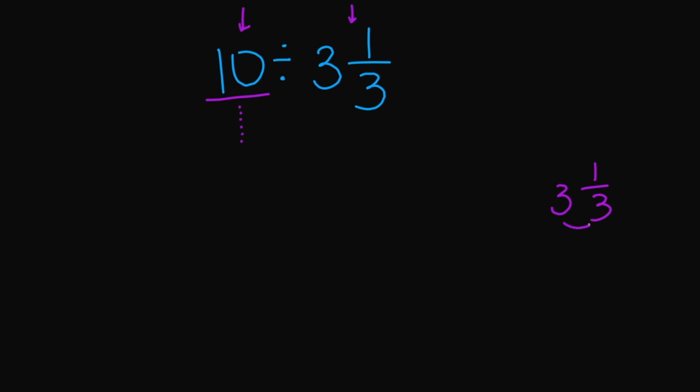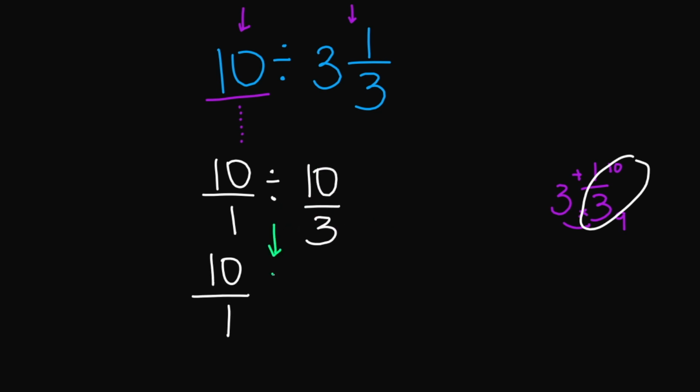So let's try one more example. 10 divided by 3 and 1/3. So we have a whole number here. Let's go ahead and turn this into a fraction. If I have to turn 10 into a fraction, it's going to be 10 over 1 because we have our imaginary 1 right here under this 10. And then we're going to go ahead and turn this mixed number into an improper fraction. So 3 and 1/3, 3 times 3, this is going to equal 9, plus 1, this is going to equal 10. So your improper fraction is going to be 10 over 3. So we have 10 over 1 divided by 10 over 3.